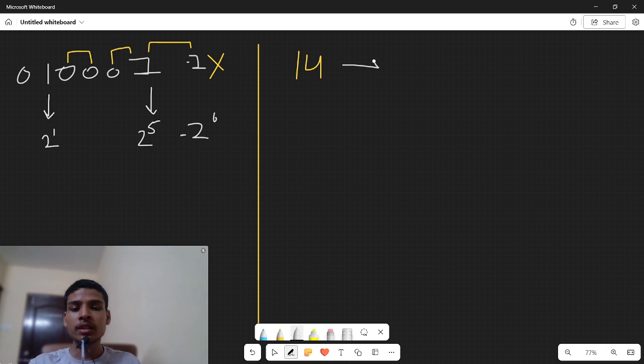So what is the binary representation of 14? That is, I think, 0, 1, 1 and 1. I think 2 plus 4 plus 8. Yes, this is 14. So the binary representation of 14 is 0, 1, 1, 1. So how can you break it?